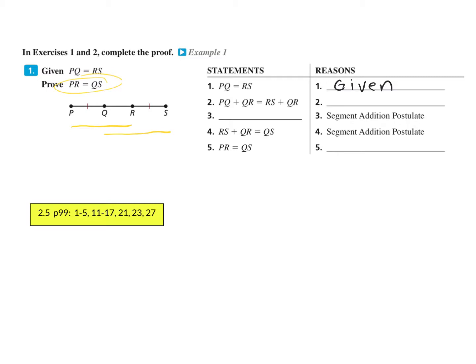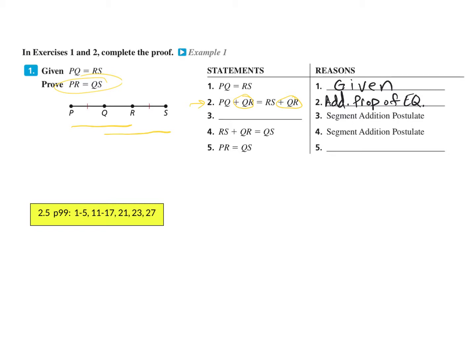So if you notice on line 2, we have PQ plus QR. We're adding two segments together, okay? And that equals RS plus QR. Okay, but notice something here. These are not just the segments. They're the same on both sides. And so what is that? That is the addition property of equality. That's what we practiced yesterday. You added something to the same something on both sides.